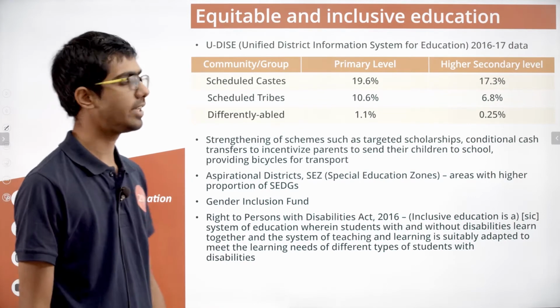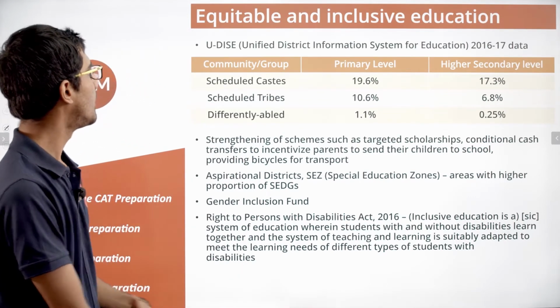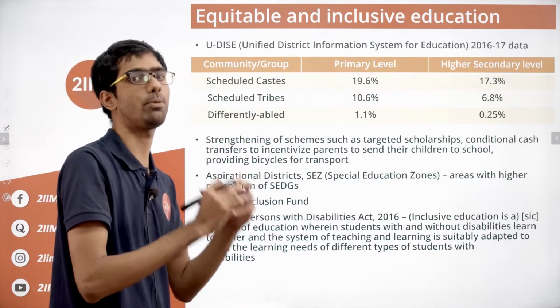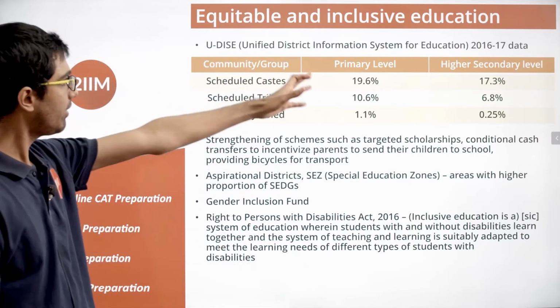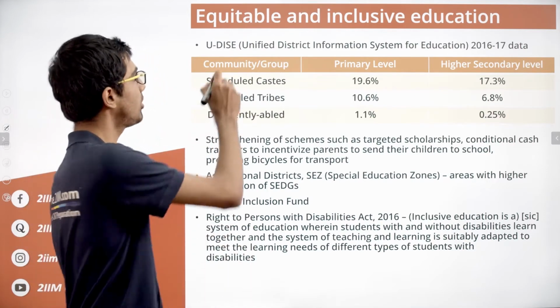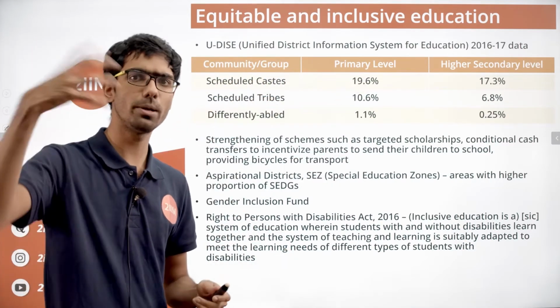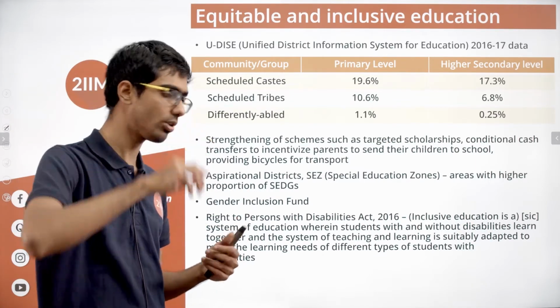Next, equitable and inclusive education, the 6th aspect of school education as such. These are statistics that have been taken from the education policy document itself. These are not something that I have manufactured myself. The source from where the policy document takes this is the UDISE document. UDISE is the Unified District Information System for Education. This is an online portal where the database of all the students in schools is put in.